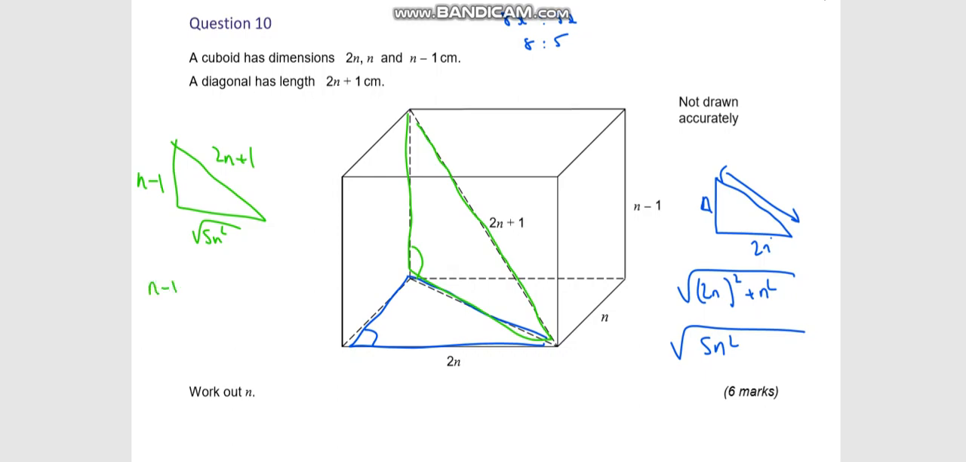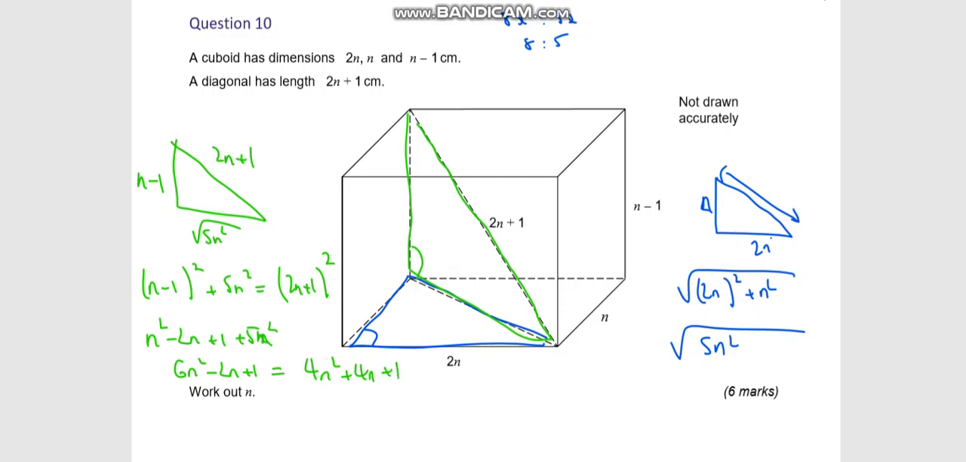So we've got n minus 1 squared plus this squared, where the square root of that just returns to 5n squared, equals 2n plus 1 all squared. If we expand this, we get n squared minus 2n plus 1. We'll write the two brackets next to each other, to do it properly: n minus 1 times n minus 1, plus 5n squared. So to simplify this, we get 6n squared minus 2n plus 1 equals, and now we expand this one properly as well, 4n squared plus 4n plus 1.